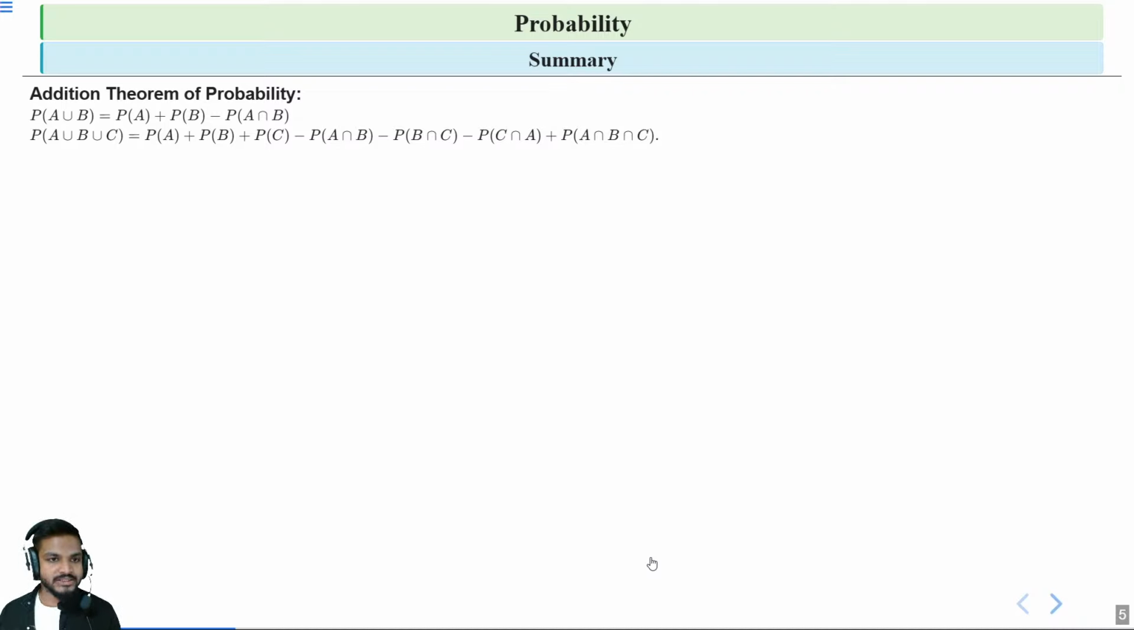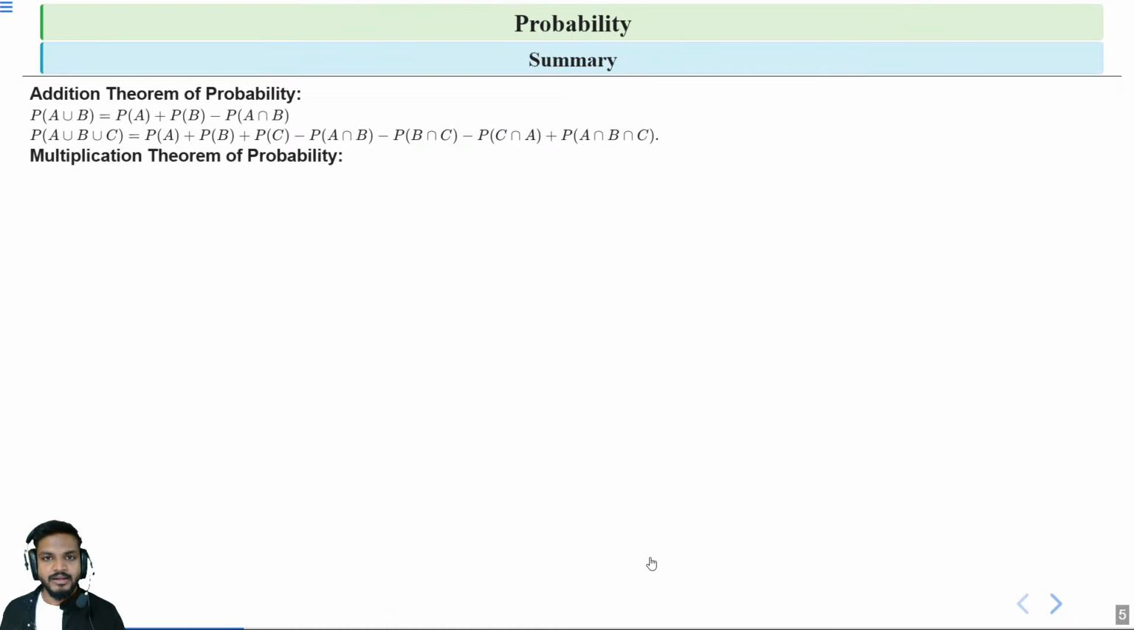In case we have three events, one set representing one event, then in this case probability of A union B union C is given by probability of A plus probability of B plus probability of C minus probability of A intersection B minus probability of B intersection C minus probability of C intersection A plus probability of A intersection B intersection C. Okay, we get this formula by the principle of inclusion exclusion.